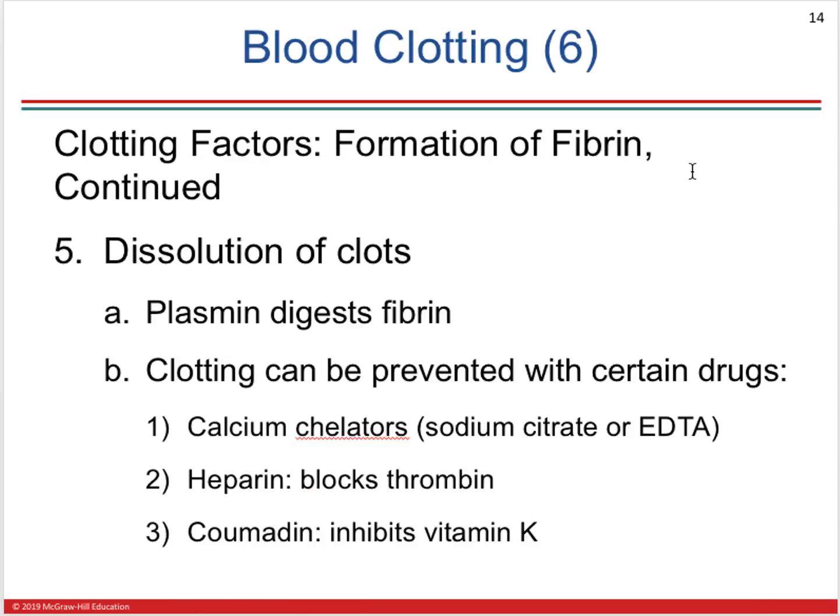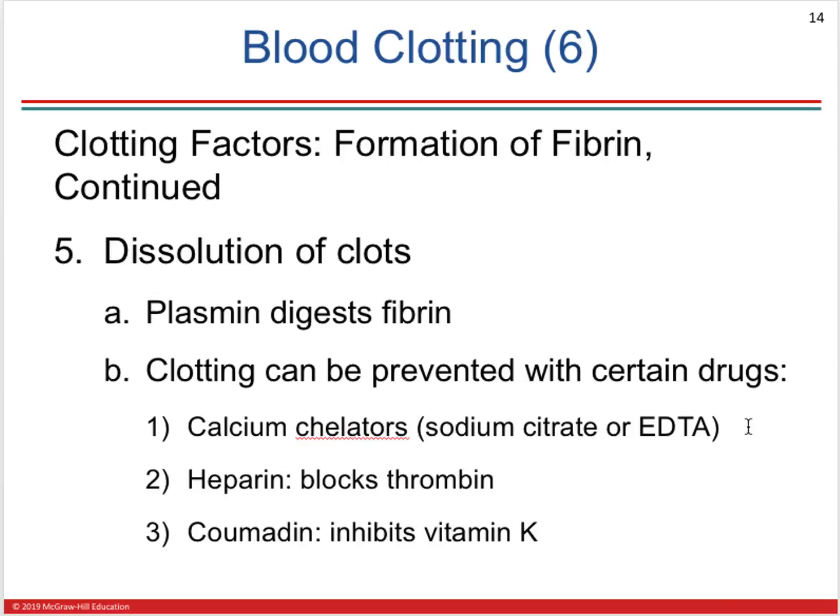So here's a little bit more about that. One is, well, we need to get rid of these clots once we're done. And so these are dissolved by yet another endogenously formed enzyme called plasmin. And this helps to break down the fibrin once that wound has healed, because you don't need that clot there anymore once the blood vessel has recovered. And then, as I mentioned, that relates to that last slide. There are certain drugs that are used to help prevent clotting, such as the calcium chelators sodium citrate or EDTA.